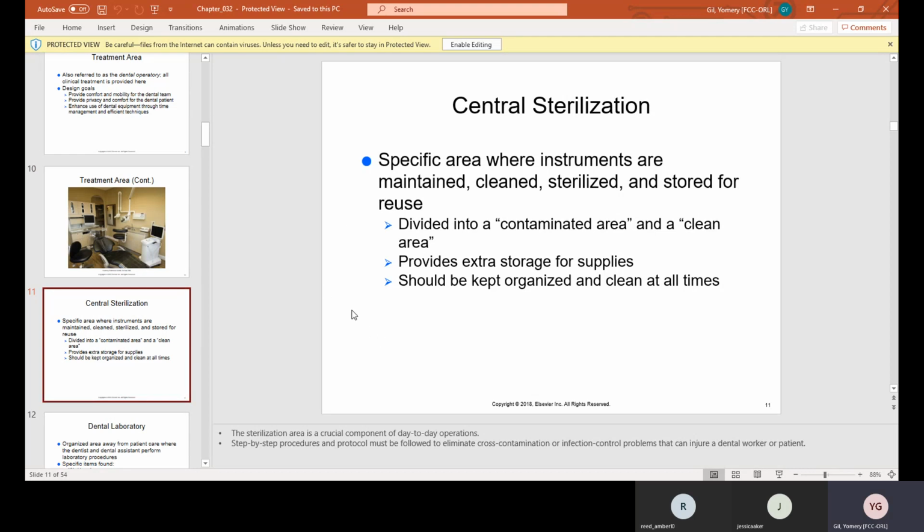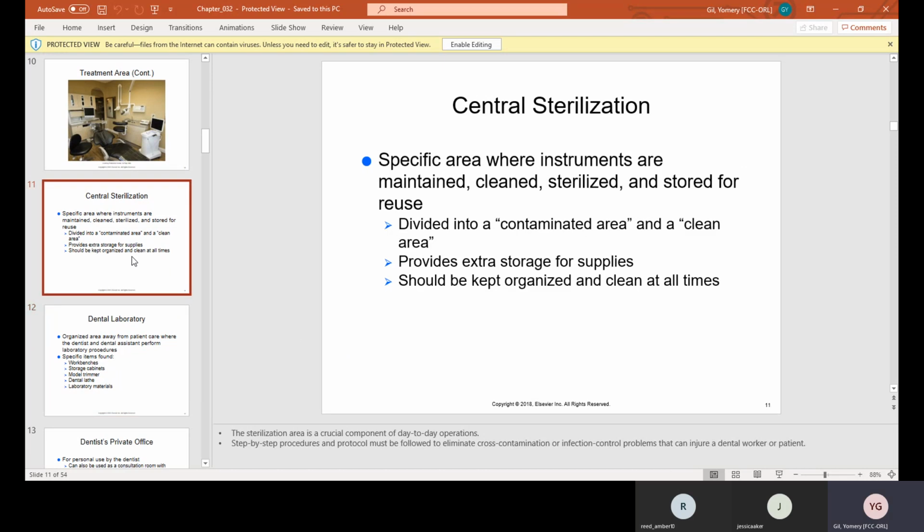Central sterilization: a specific area where instruments are maintained, cleaned, sterilized, and stored for reuse. Divided into a contaminated area and a clean area. It provides extra storage for supplies and should be kept organized and clean at all times. So the sterilization area, well, not really called the lab rooms, has a contaminated area and a clean area. So any dirty instruments or anything that's dirty will be put on the contaminated area, and anything that has just been scrubbed or cleaned or sterilized out of the autoclave would be in the clean area.